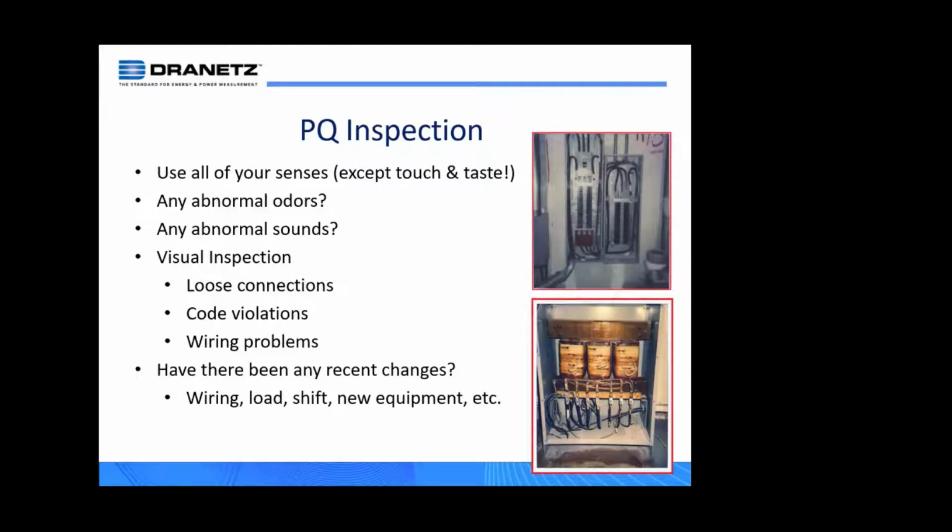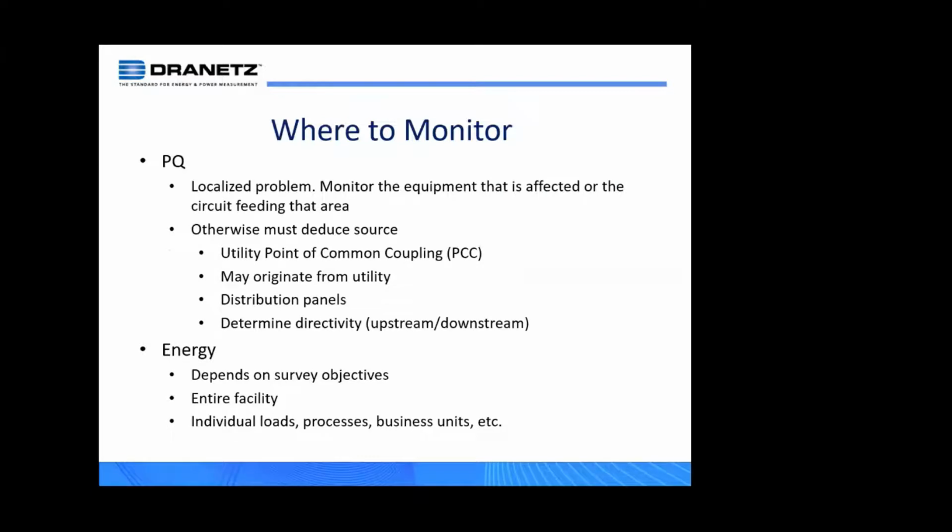And a lot of times, well, I should say, some of the times you may not even have to deploy a power monitor, because you've already identified the problem during the inspection stage. But then ultimately, when you reach the point where you have to install a monitor for PQ, where to install the monitor? If it's a localized problem, we always recommend that you install the monitor at the equipment that's being affected. So the power supply that's feeding the equipment that is being affected, that is where you want to monitor first. You start there, and then based on the results, you work your way back to the point of common coupling.